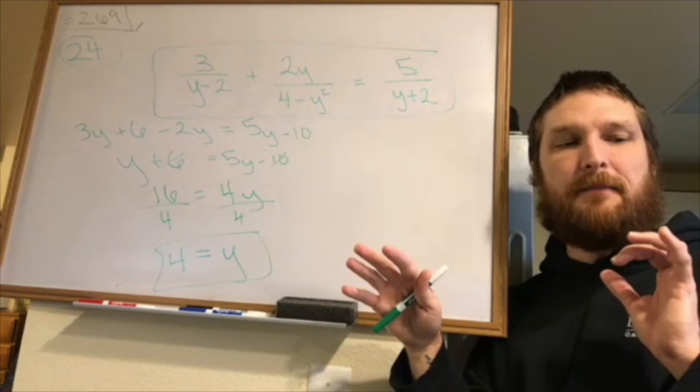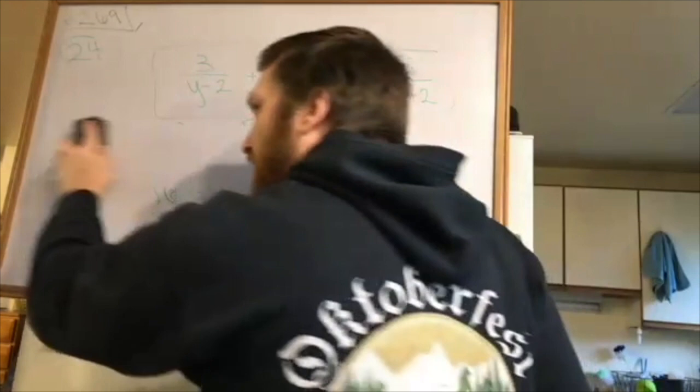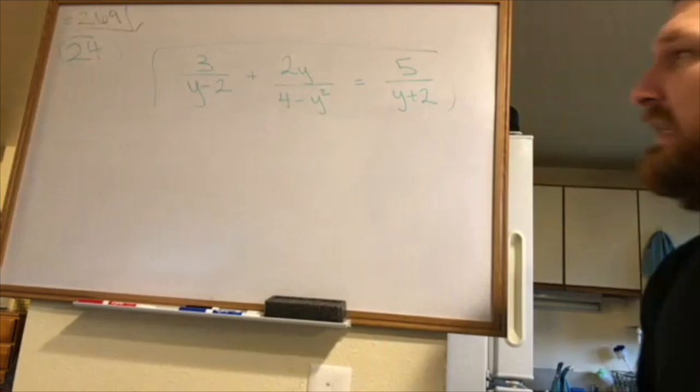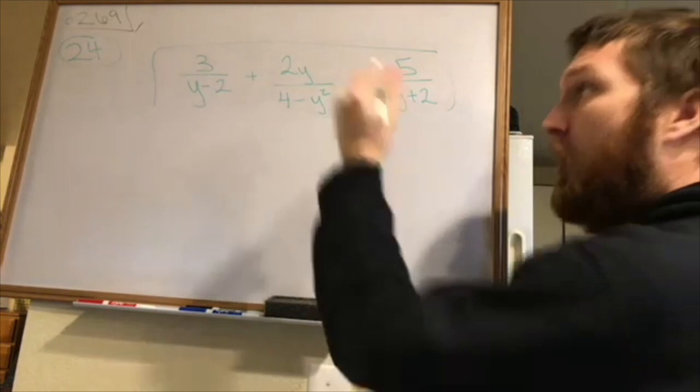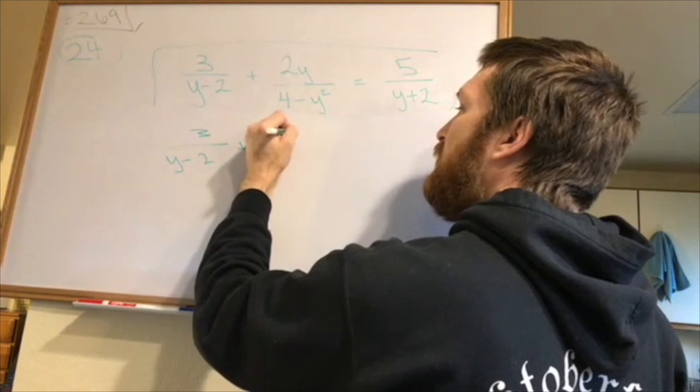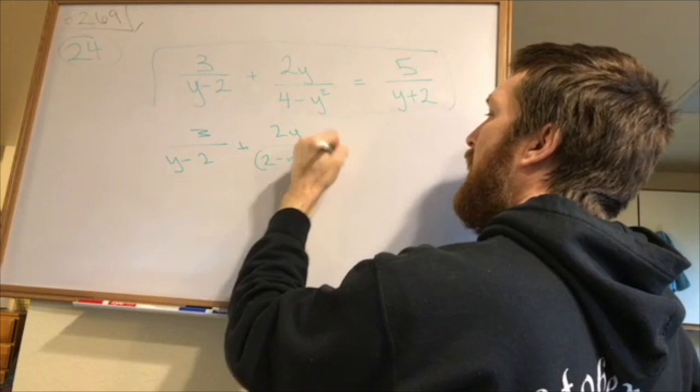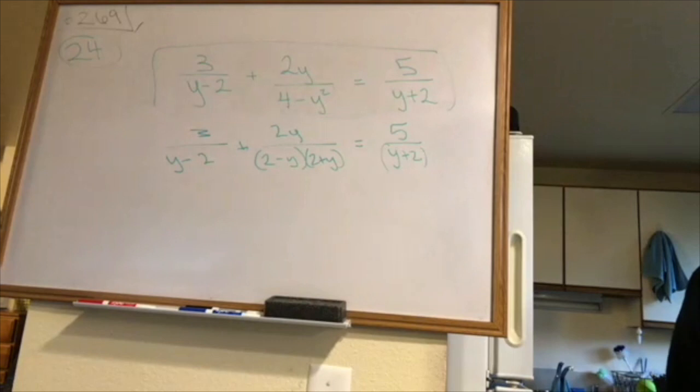Now, if you just do this blindly, let me take a second to show you why you don't want to. If you just have it in your head, "I need to factor my denominators before I do anything else," then you'd end up with this. You'd say, well, 3y minus 2 plus 2y, this factors as 2 minus y, 2 plus y, that equals 5 over y plus 2. Then you say to yourself, kill denominators, and you've already forgotten what's going on here.